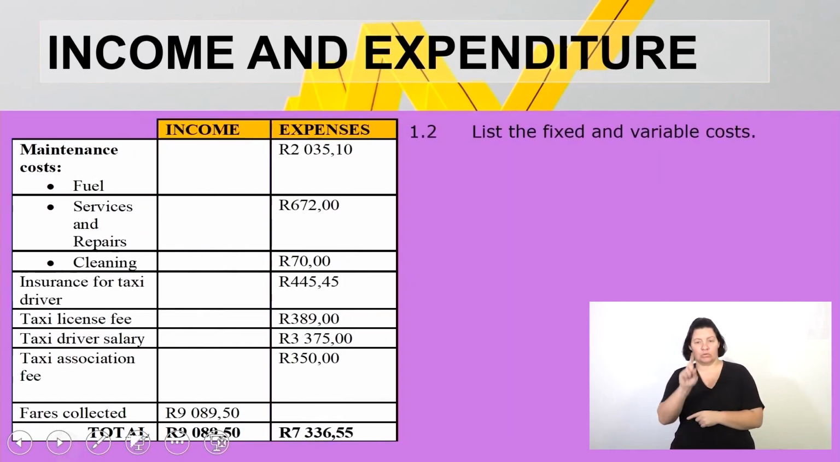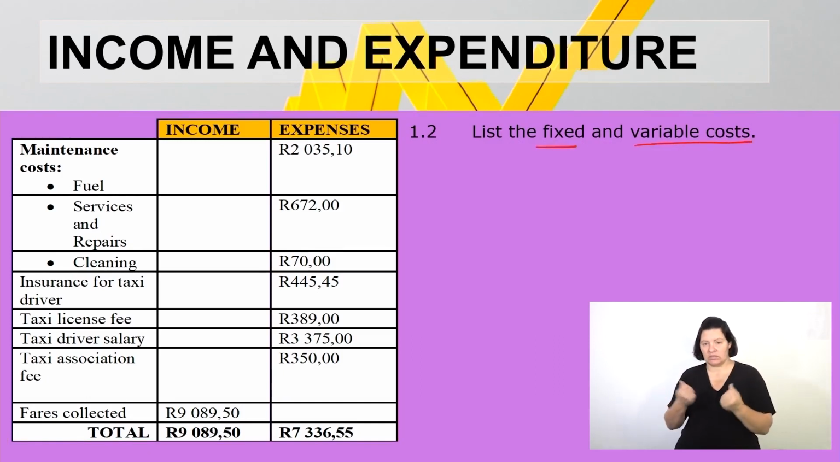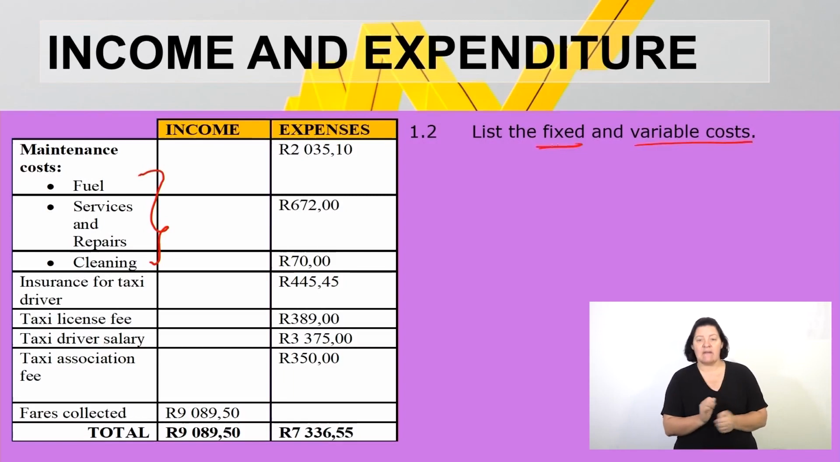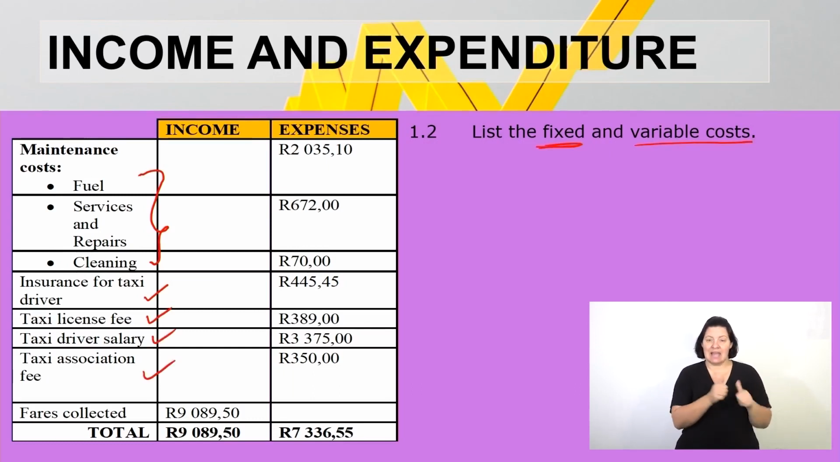Then moving on to question 1.2. It says, list the fixed and your variable cost. Looking at what is presented to me here, all the maintenance costs, your fuel, your services and repairs, cleaning of the taxi, this will be your variable cost because it's not the same every time. We agree on that, right? And then we also said indicate the fixed expenses. I'm going to do it on the income and expenditure statement. So your insurance for the taxi driver, the taxi license fee, driver salary, as well as your taxi association fee, that all becomes your fixed expenses.